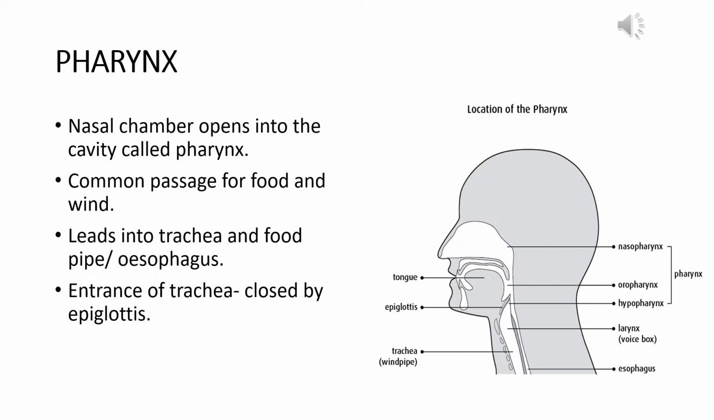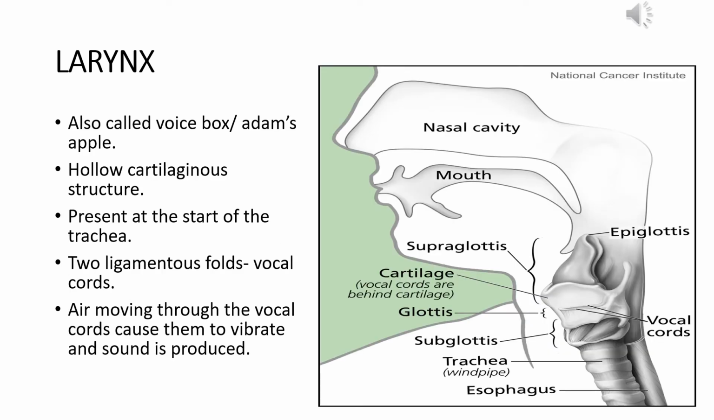The entrance of the windpipe is always closed by a flap called the epiglottis, to prevent food from entering the windpipe by mistake. After the pharynx, the windpipe or trachea starts.